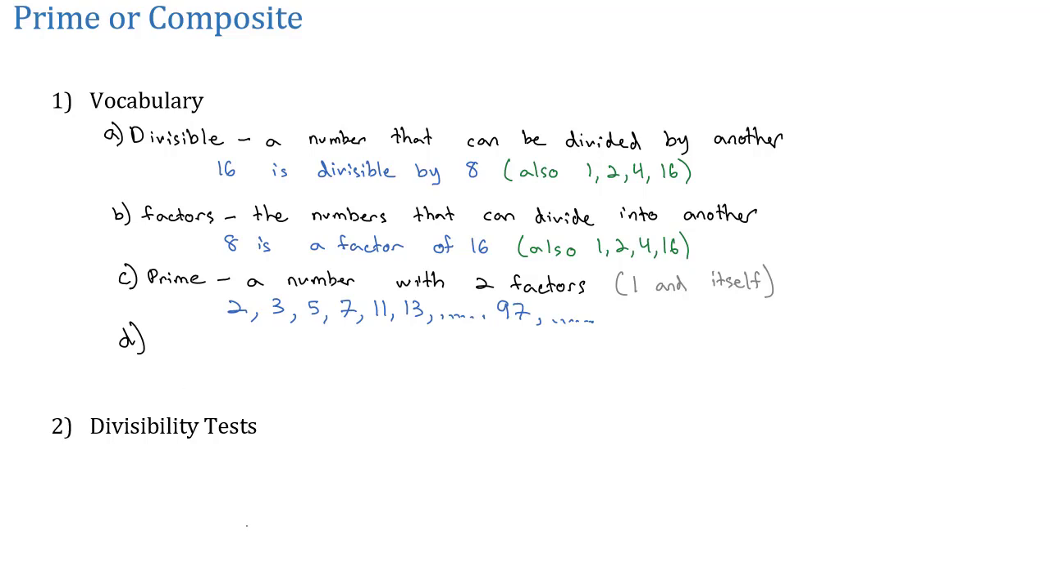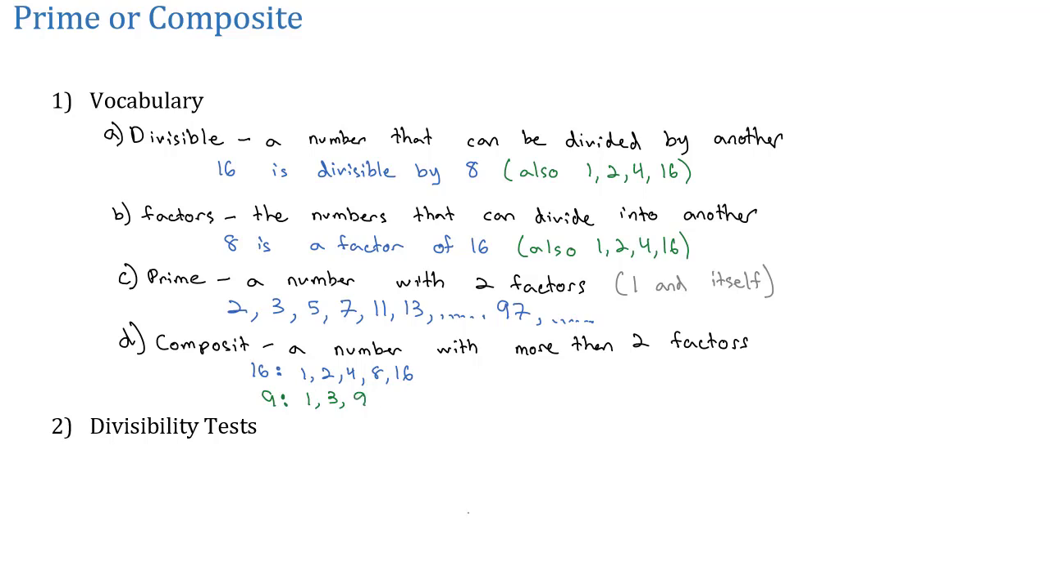But while we're talking about prime, let's also define the opposite of a prime, which is a composite number. A composite number is a number with more than 2 factors. And we've already seen the number 16 has a lot of factors. It's got a factor of 1, 2, 4, 8, 16. We can divide 16 by all of those numbers. 16 is composite. 9 is also composite. It's divisible by 1, 3, and 9. It has more than 2 factors. It is a composite number.